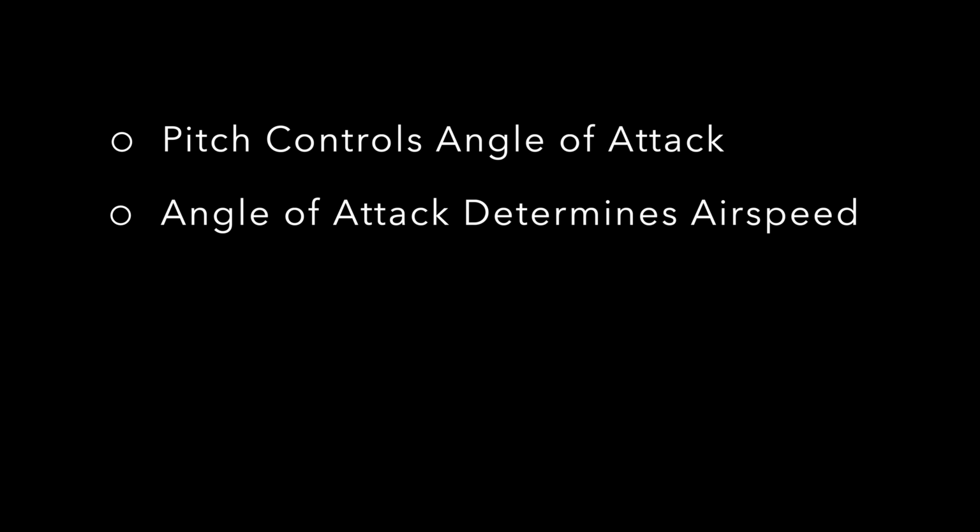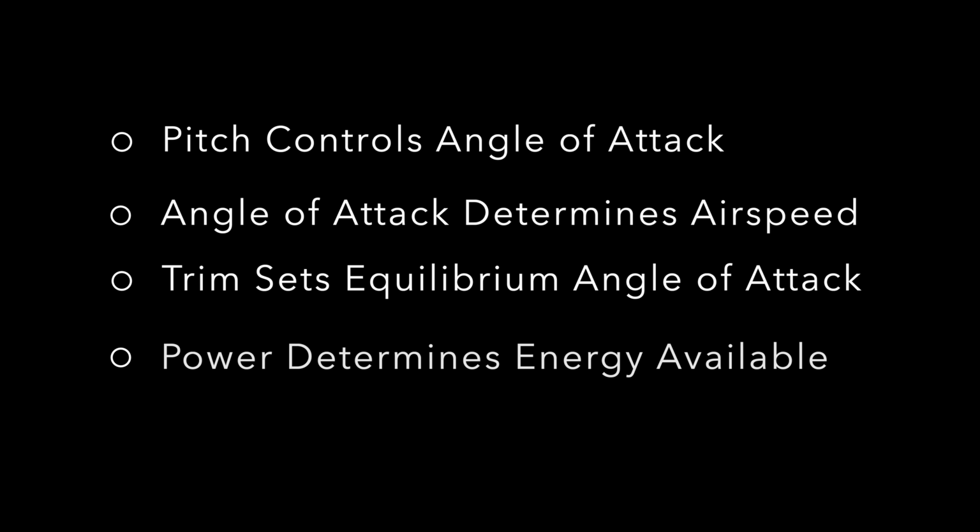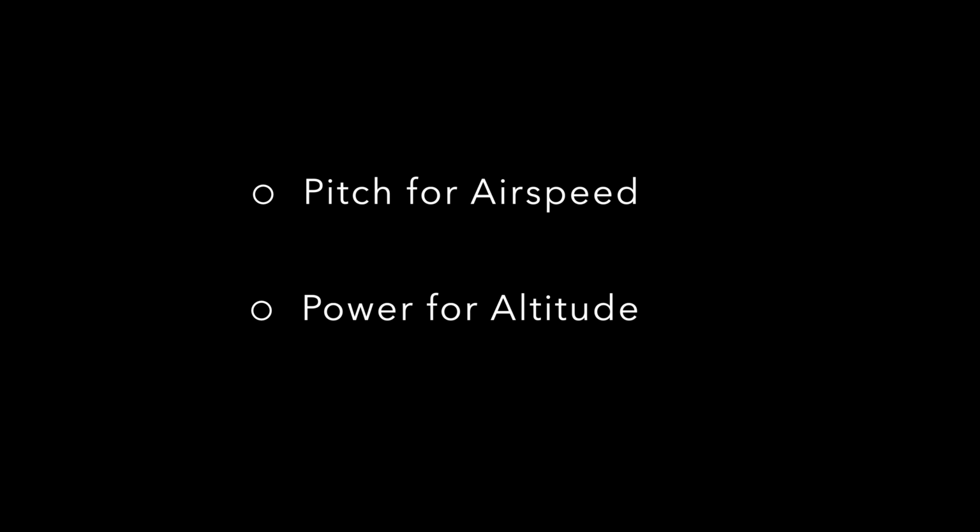Pitch controls angle of attack. Angle of attack determines airspeed. Trim sets the equilibrium angle of attack. Power determines how much energy is available. This works so reliably because the airplane's natural long-period motion trades speed and altitude while holding nearly the same angle of attack. That energy shows up as climb or descent once the airplane settles. That's why pilots are taught, especially on approach, pitch for airspeed, power for altitude.